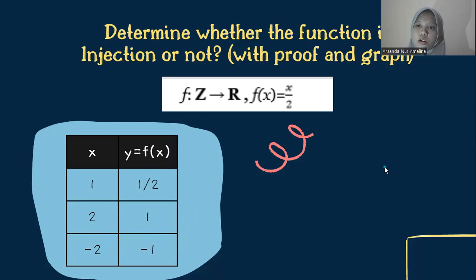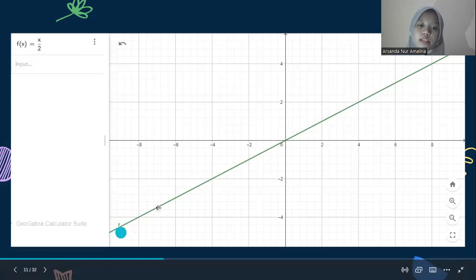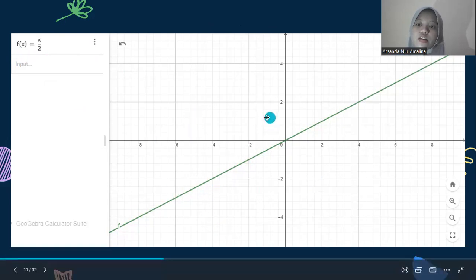So here is the drawing of the graph. I use GeoGebra, and our function is f of x equal to x over 2, and this is the graph of it. We can get it by the first method, which is the basic method, connecting the dots, or the ordered pairs, in the Cartesian diagram.